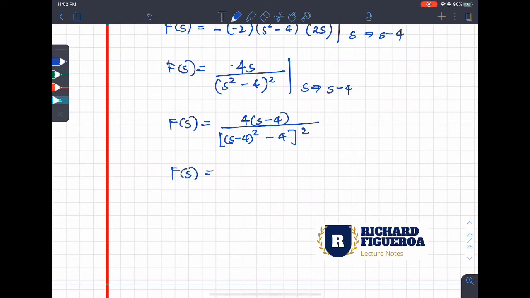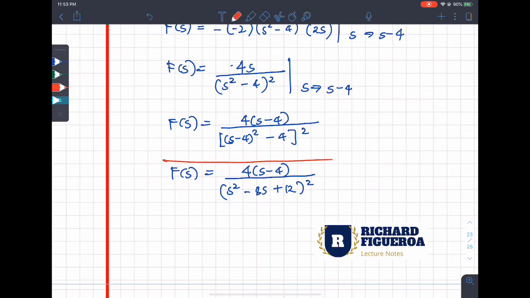So lastly, our F of s then would be 4 times s minus 4 divided by s squared minus 8s, we'll have 16, positive 16 minus 4, so we'll have positive 12, and then squared. So that would be our final answer: 4s minus 16 over s squared minus 8s plus 12, all raised to 2. And that is all about Laplace transformation. Thank you.